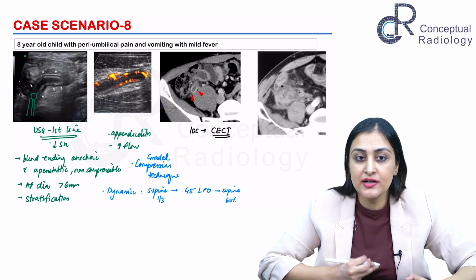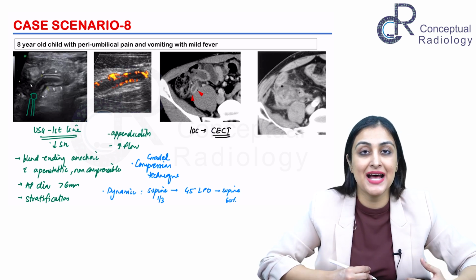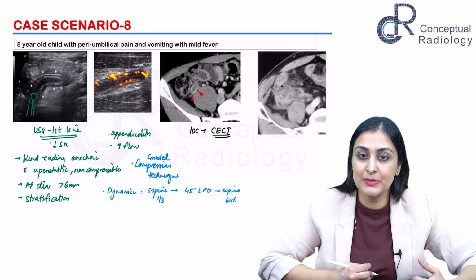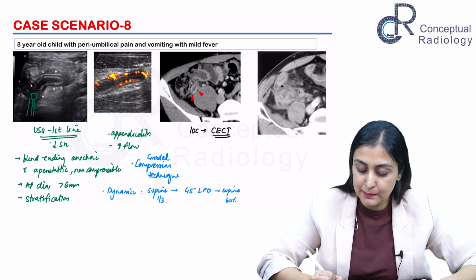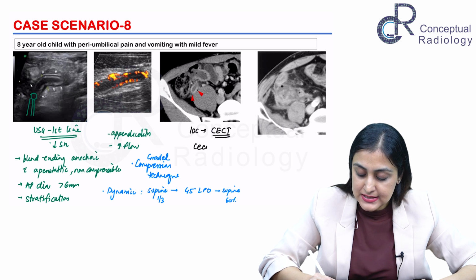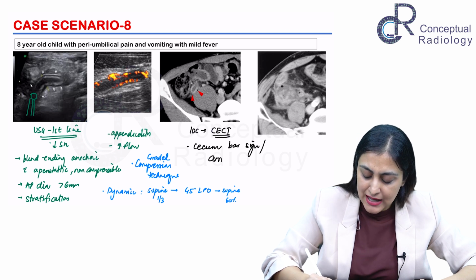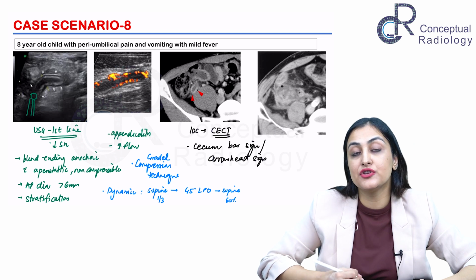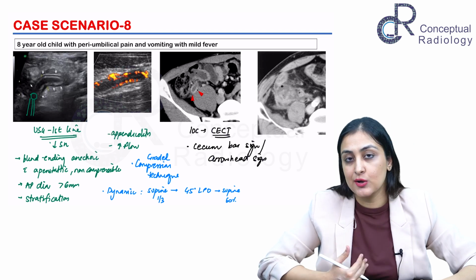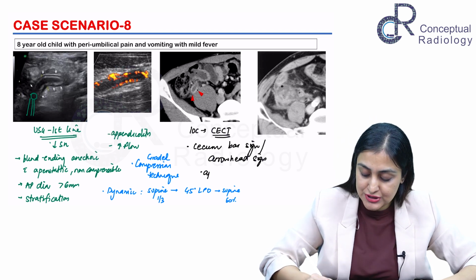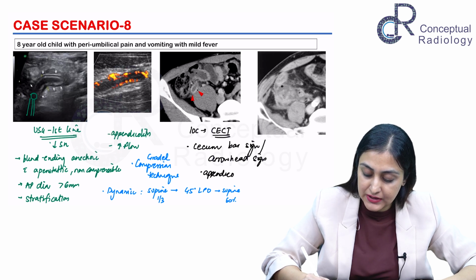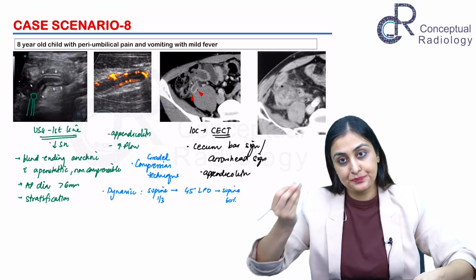It is dilated to more than 6 mm, sometimes it can be as dilated as 12 to 14 mm as well. So you see this dilated appendix here. You can also see some sort of cecum enhancement, which is known as a cecal bar sign or an arrowhead sign. So you can also see enhancement and thickening of the base of the cecum in a lot of cases of appendicitis. You can also see the appendicoliths in a lot of cases.